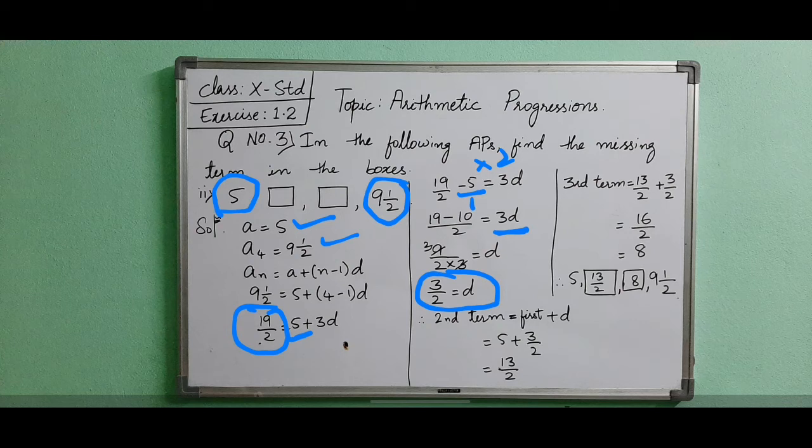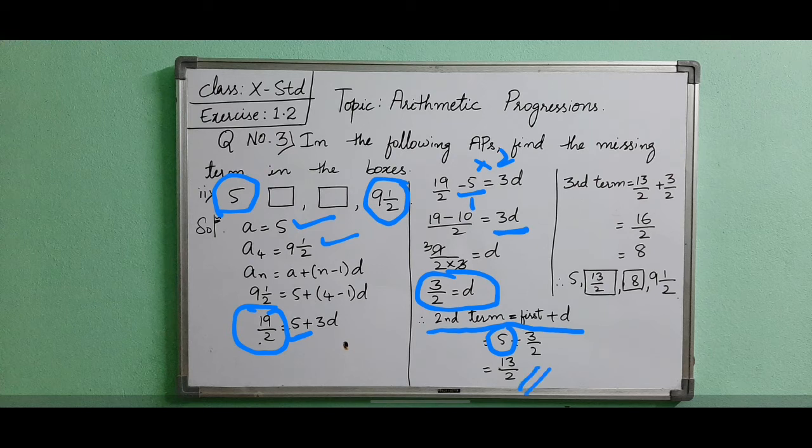Now when we have the first term and the d, we can write the second term. The second term is nothing but the first term added to d. First term is 5, d is 3 by 2. If you add 5 plus 3 by 2, this 5 will become 10 to make it a like fraction. 5 2s are 10, 10 plus 3 is 13. So we are getting 13 by 2.